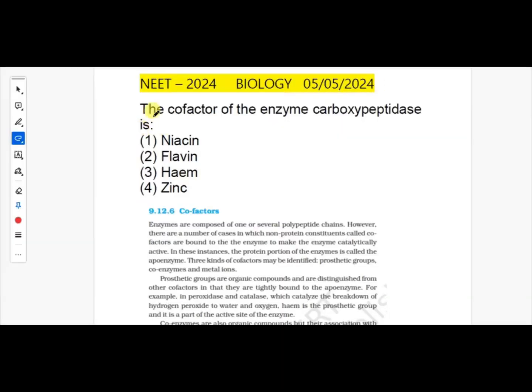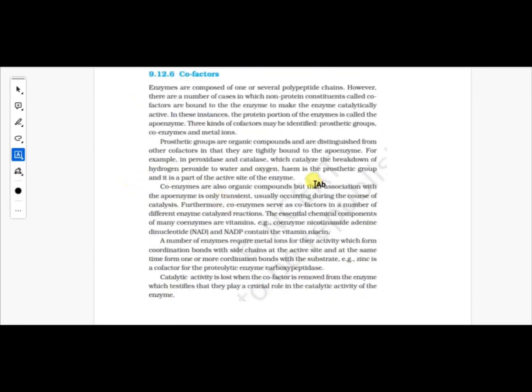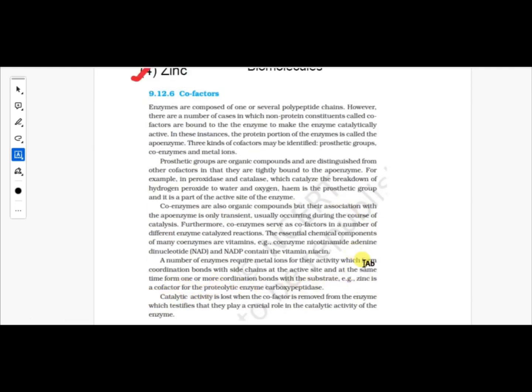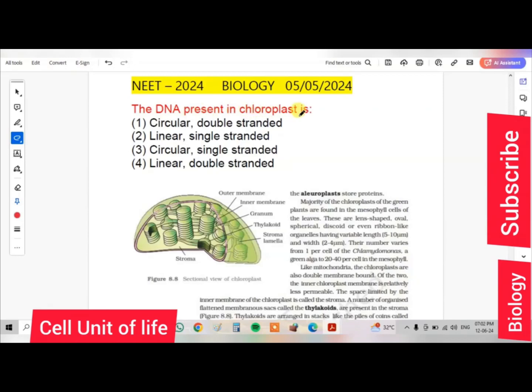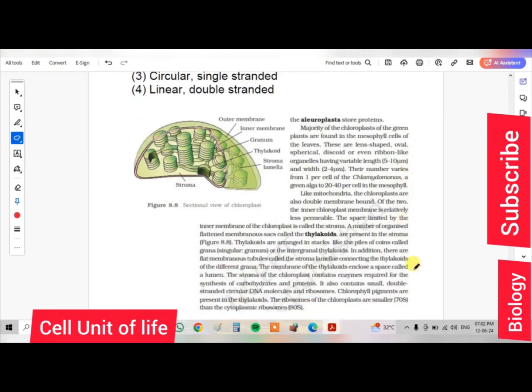Biology NEET 2024. The cofactor of the enzyme carboxypeptidase is option 4, zinc, and this is from the chapter known as biomolecules, and you can see the NCERT line here. This is a direct question from the NCERT line. Thank you. The DNA present in chloroplast, the answer is option 1, circular double-stranded. You can see the NCERT topic and the lines here, the answer from the chapter Cell: The Unit of Life.